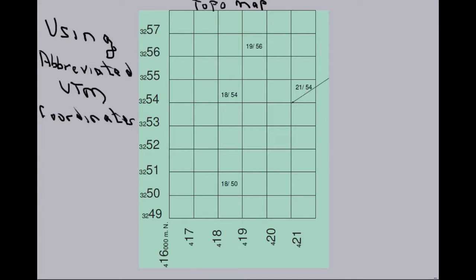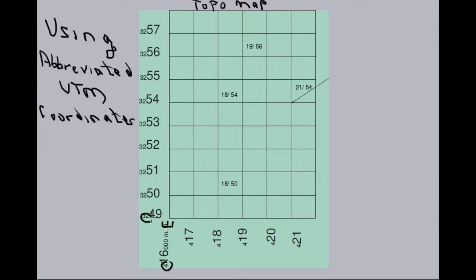Let's look now at how to use abbreviated forms of UTM coordinates. Here is a topo map that has the UTM grid on it, and if we come down here we can see the southwest corner of this map. The easting is 416,000 meters east. This should be an E. 416,000 meters east, and 3,249,000 meters north.